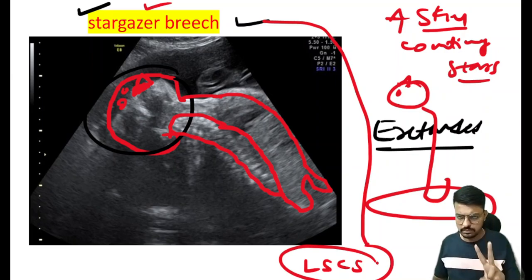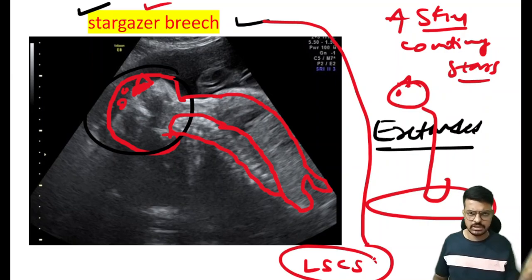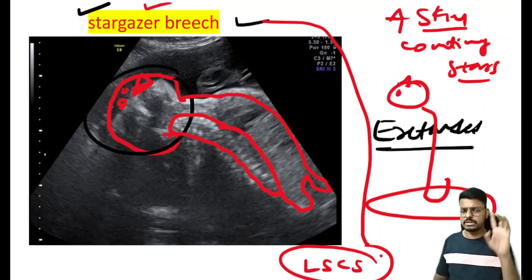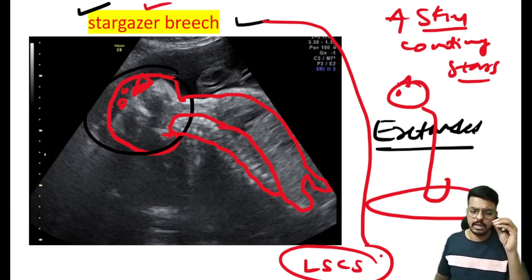As I told, in the complete breech and frank breech, you can go for normal vaginal delivery. But for footling breech, knee breech, and stargaze breech, don't try for normal vaginal delivery. In these cases, you have to go for elective LSCS, which is the best method.